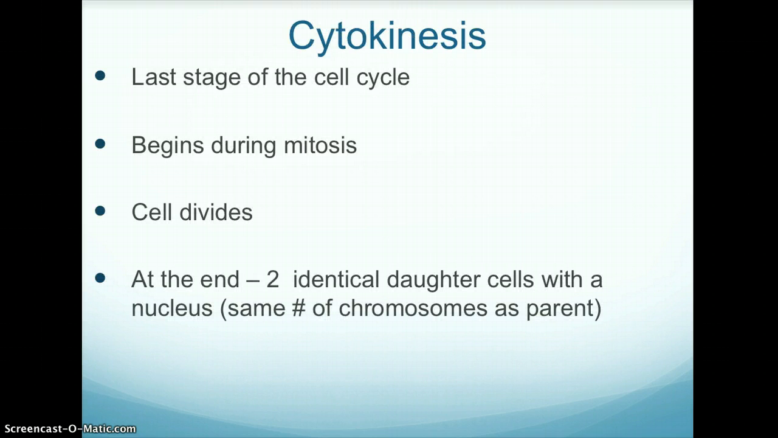The last stage of the cell cycle is called cytokinesis. Cytokinesis actually begins during mitosis. In this step, the cell divides. At the end of cytokinesis, there are two identical daughter cells with a nucleus. These cells have the same number of chromosomes as the parent cell.